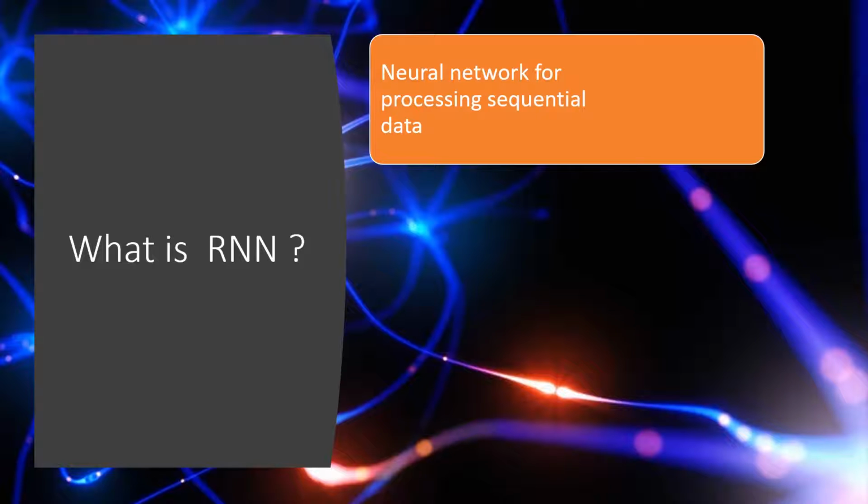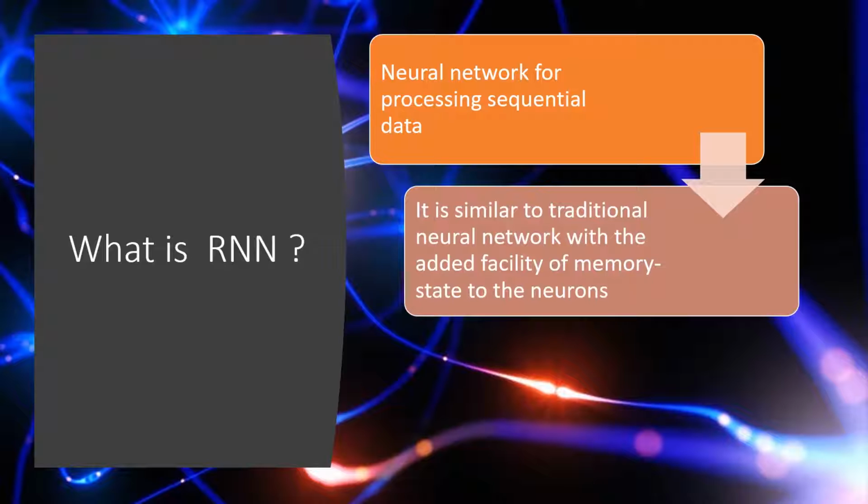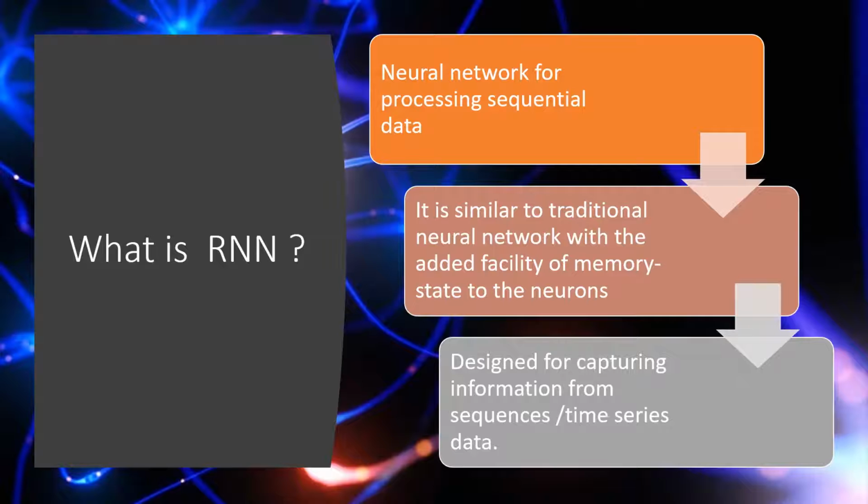A recurrent neural network can be thought of as multiple copies of the same network, each passing a message to a successor. It is similar to the traditional neural network with the added facility of a memory state in the neurons. And finally, as I've mentioned before, it is designed for capturing information from sequences and time series data.